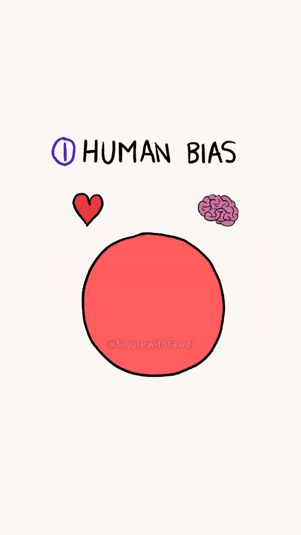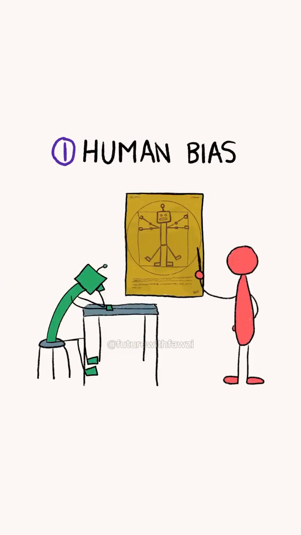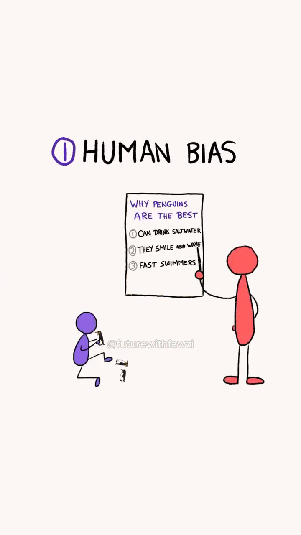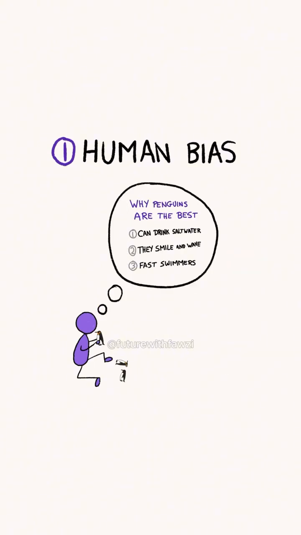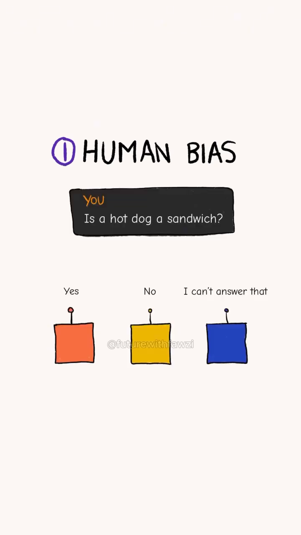First, the beliefs and values of people can influence how AI systems are designed and trained. If the child's father was an avid penguin enthusiast, he might constantly talk about how penguins are the best animals on Earth. The child would adopt the same belief because it's all they've been exposed to. And this is the same reason why some chatbots will respond differently if you ask them controversial questions.